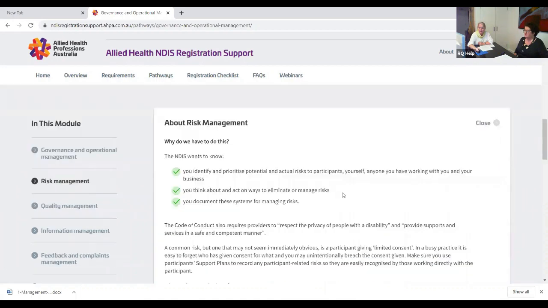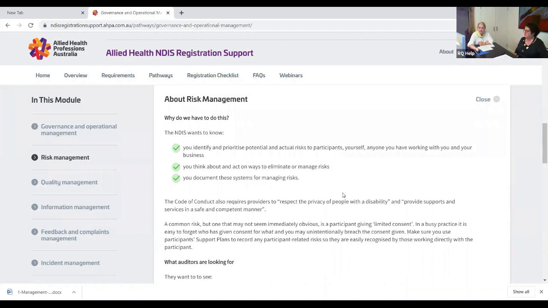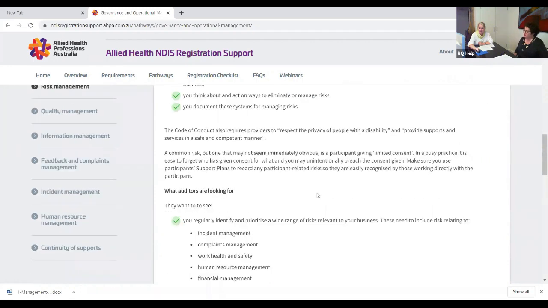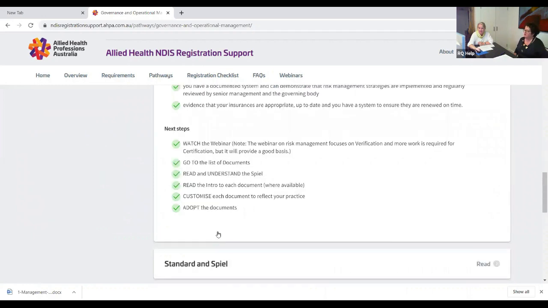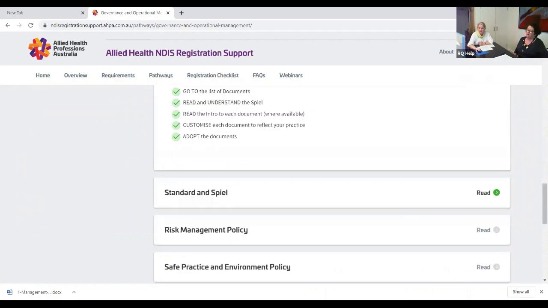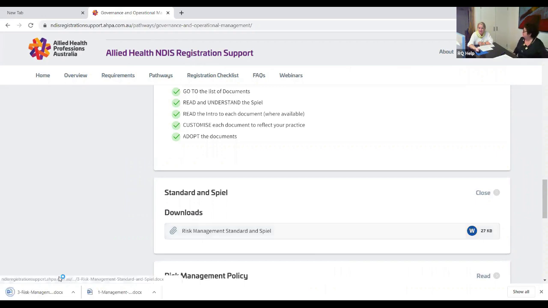So, as usual, there's an introduction there. But we're going to actually go into the standard and spiel plans. And we want to just talk a little bit about the risk management and the breadth of risk management that NDIS want to see in your system.